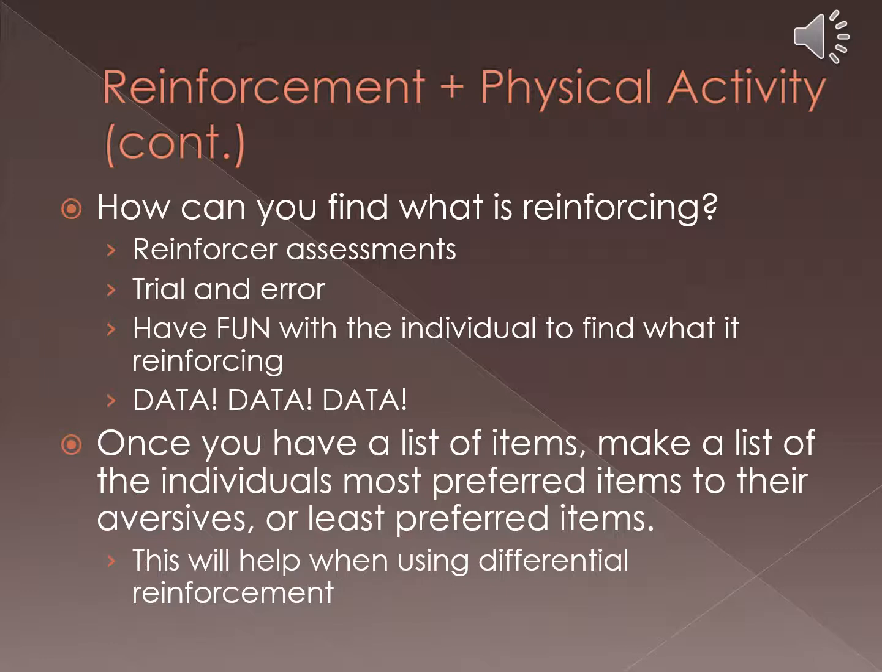Once you have a list of items, what you want to do is make a list of the individual's most preferred items to their aversive or least preferred items. So this will help you when using differential reinforcement. And it also is good to know if you have an activity that you know the student does not like. Let's say the student really does not enjoy jumping rope. You're going to want to pair jumping rope with one of their most preferred items. So when they do it, they get that item and they pair jumping rope with something good.